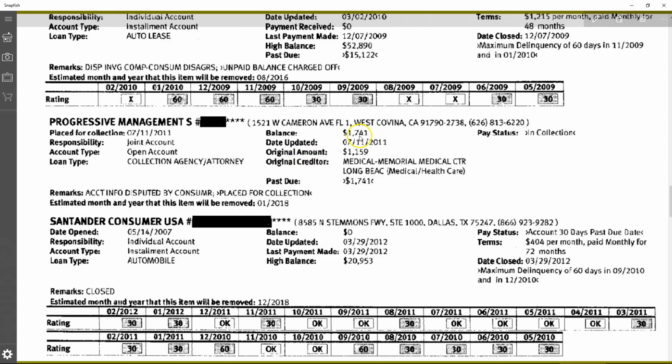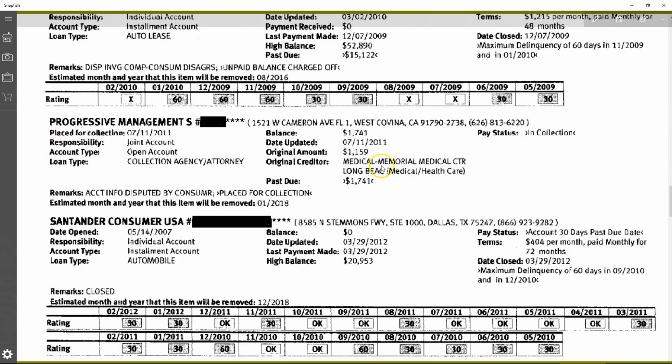You want to check out the balance. Is this balance wrong? The date updated, is that wrong? What about the original amount? Compare the balance, current balance, and the original amount. Are these two conflicting? Here's the original creditor. The creditor is the one that sent this debt to the collection agency. So now we have to determine who owns the debt, right? Is it the original creditor or is it the collection agency?